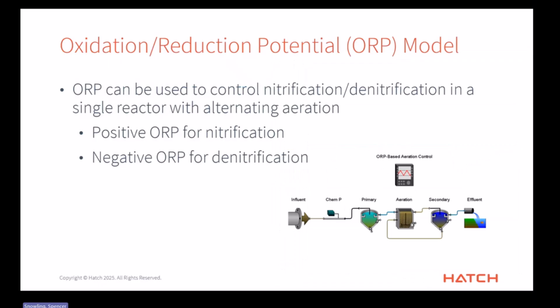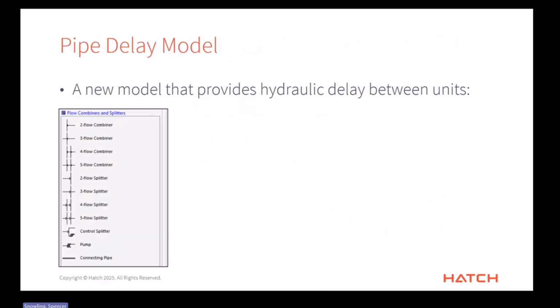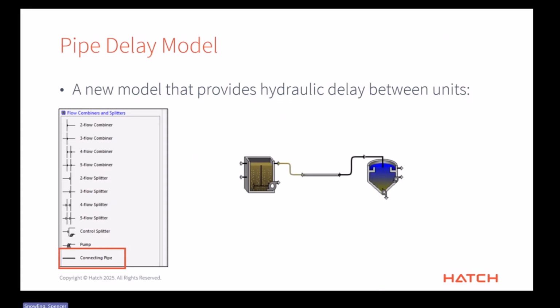Okay, a few other things we've got going on in version 9 as well. Let me move back to the slides here. We do have another version of the hydraulic delay model that happens between units, if you need that. It's in the connecting pipe section, where you find all of the controllers, splitters and combiners. This bottom one is a pipe. It doesn't do anything in terms of treatment. All it really does is provide a hydraulic delay between unit processes.